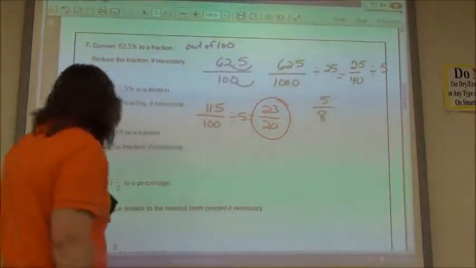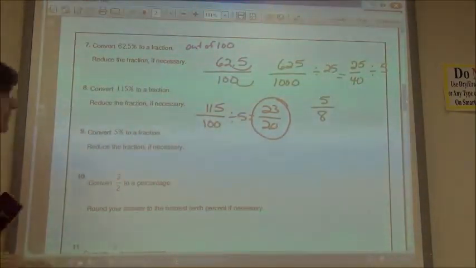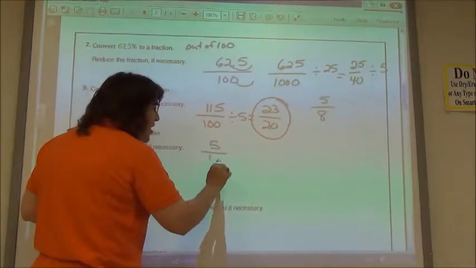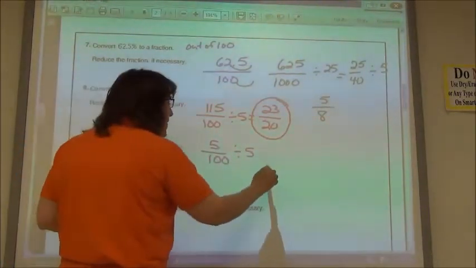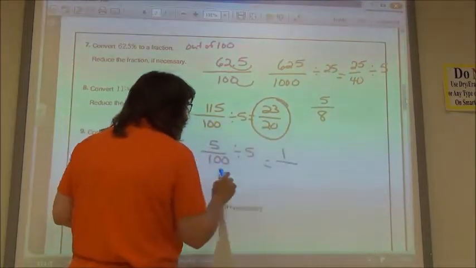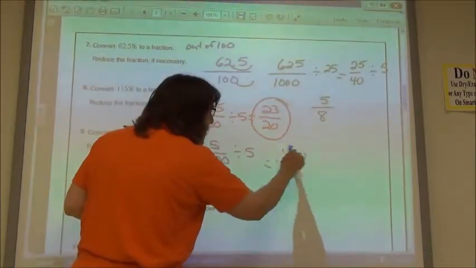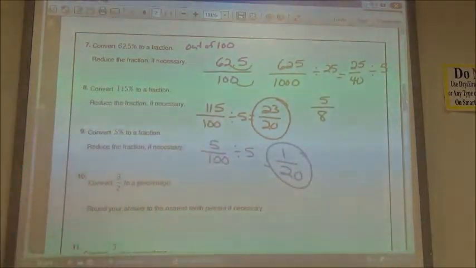The next one, we have 5%. 5% means 5 out of 100. I can reduce that down because I can divide by 5. 5 divided by 5 is 1. 100 divided by 5 is 20. So 1/20th is 5%.